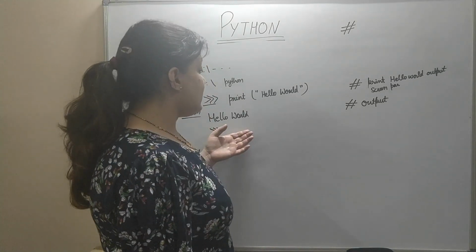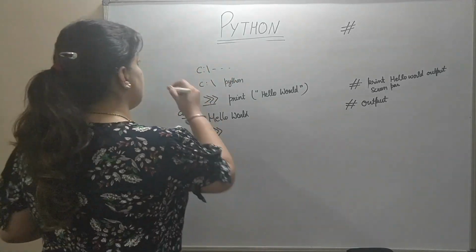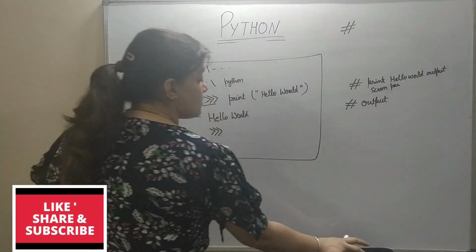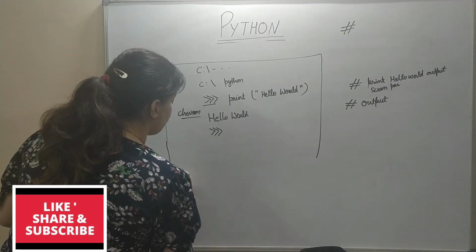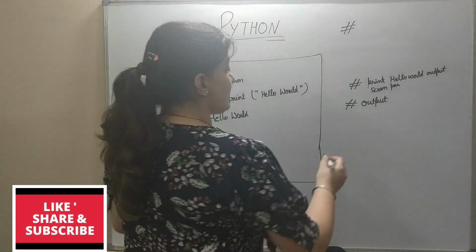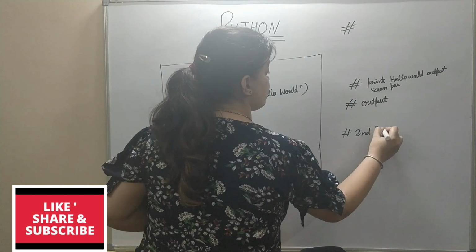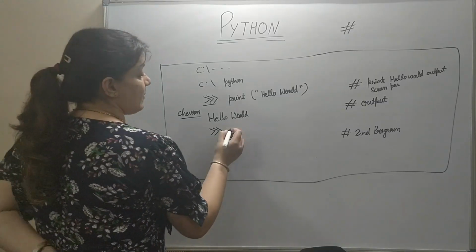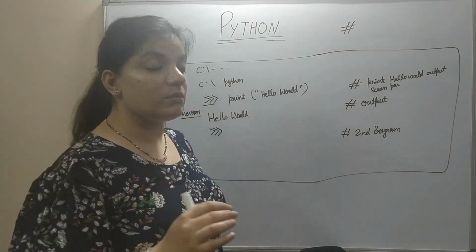We have two options. Either we can exit from this terminal window, or we can write another program. If we want to write another program, we can write from here. So here I am writing the comment, that is second program. I want to do the sum of two numbers, so I need to write code for the sum of two numbers.